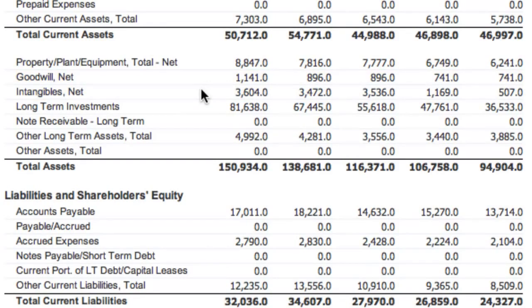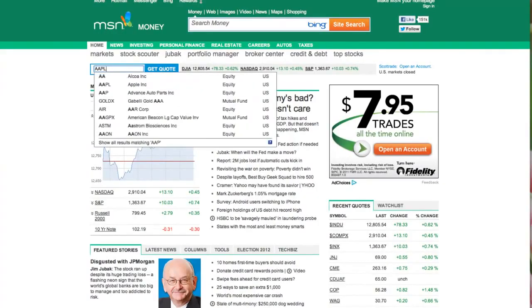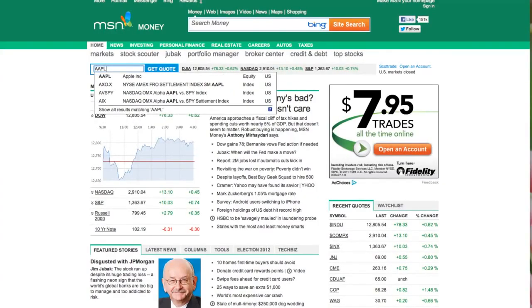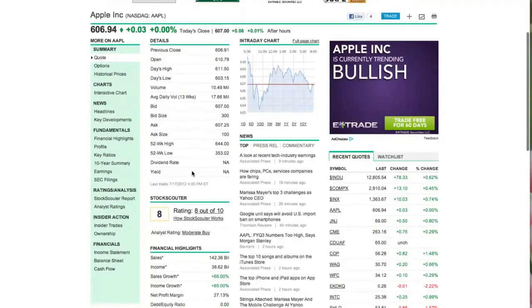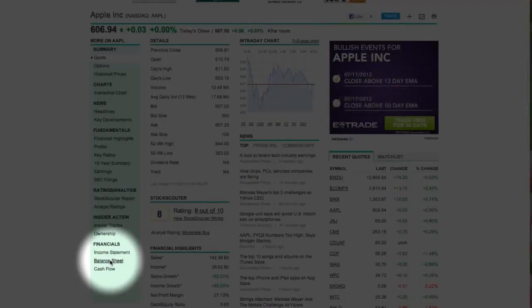If we wanted to figure out what our net tangible assets were, you're going to take the total assets and subtract out the intangibles, which would be on a web page. And so what we're going to do is just type in the ticker for Apple, which is AAPL, and hit enter. And it takes us to the top level page for the Apple company. And so we're going to scroll down over here to the left-hand side where we can select balance sheet.